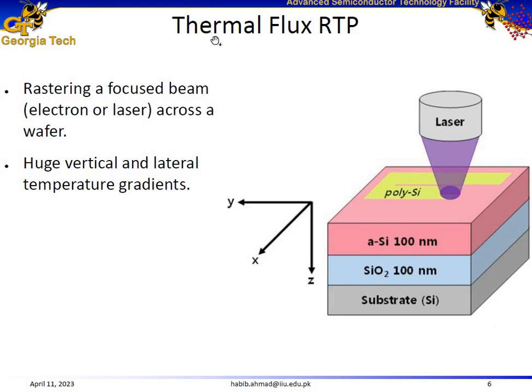The second kind of process is thermal flux rapid thermal processing. In thermal flux rapid thermal processing, we have a narrow beam of laser or a narrow beam of electrons, and it scans the entire surface in a raster manner. So if you have this narrow beam, you scan the entire surface line by line, and at the end of the process you have scanned the entire surface and annealed it.